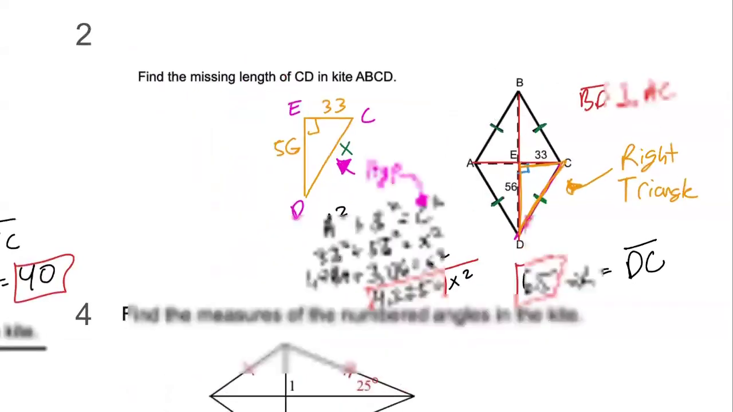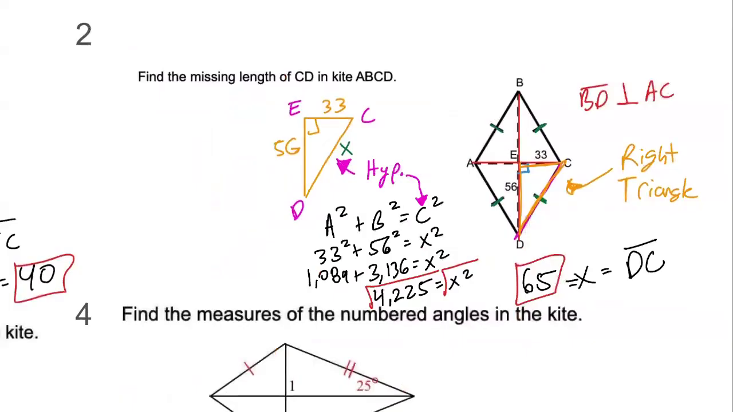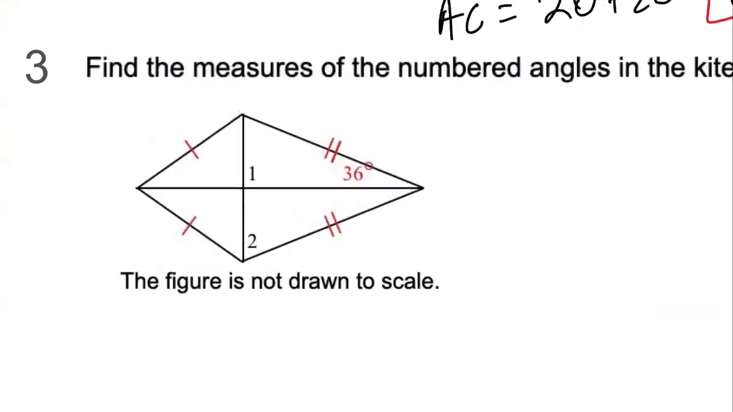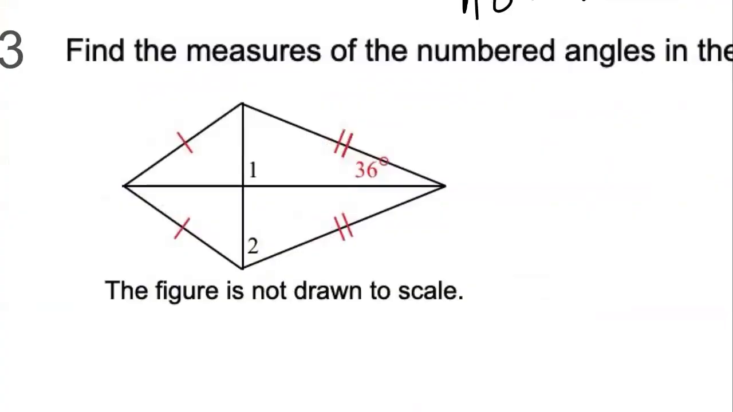All right, does anyone have any questions for number 2? Okay, number 3, we're halfway there. Find the measure of the numbered angles in the picture. So I need to figure out what angle 1 is, what angle 2 is. So this is a kite, right? We note that this segment here is a perpendicular bisector to this segment. So that means there is a 90-degree angle. So in this case, angle 1 is the easiest. It is just 93.